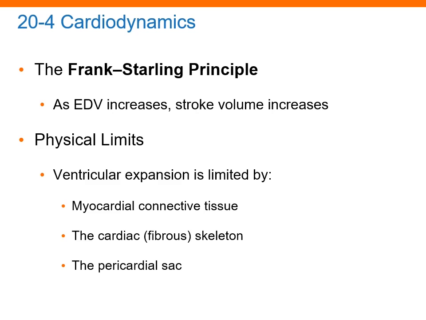So what actually does limit how much the heart can stretch? What actually causes that to have a limit? And that's, of course, because of the myocardial connective tissue. That would be the fibroblasts, and collagen would hopefully prevent excessive stretching. The cardiac skeleton, which is around the valves, is a non-conductive tissue that's very fibrous and prevents the heart from overstretching. And the pericardial sac, if there's a lot of force on that, it will start to resist. If the heart is expanding, the pericardial sac will resist with an opposing pressure to prevent that excess expansion.